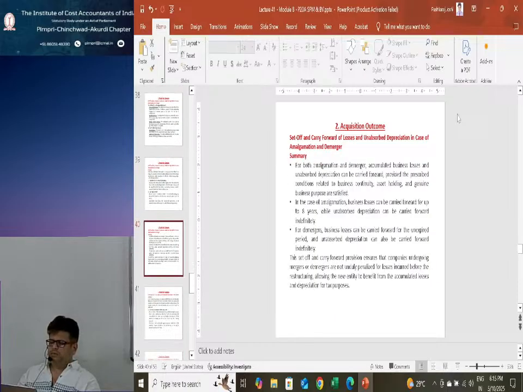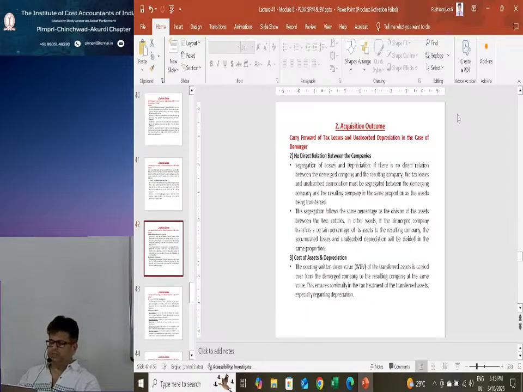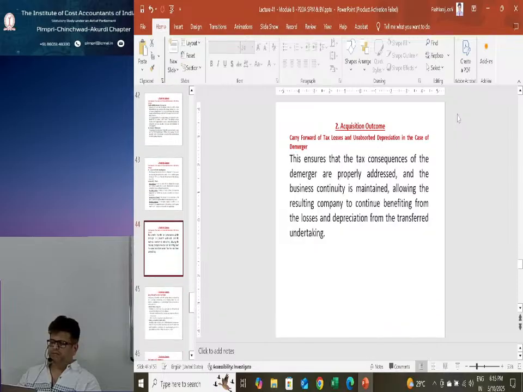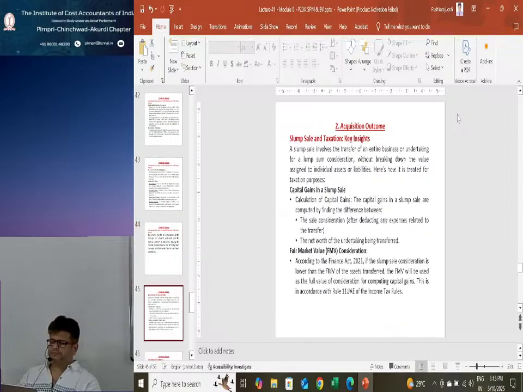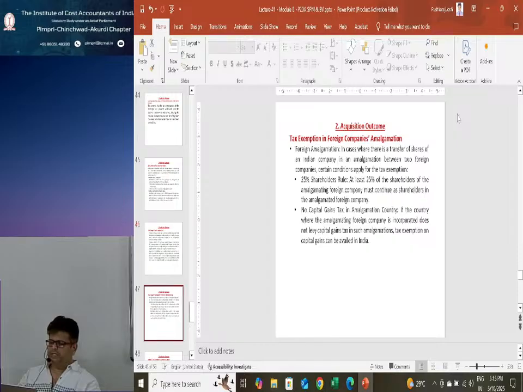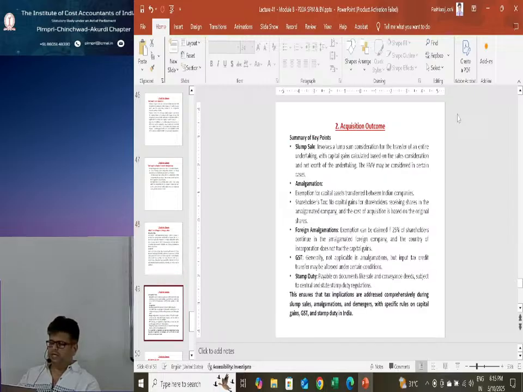Then we saw the carry forward of tax losses and unabsorbed depreciation in case of demerger. Then we saw slump sale and the taxation insights, the tax exemption in amalgamation, the tax exemption in foreign companies amalgamation, then indirect taxes in mergers and acquisitions, and how the applicability is stamp duty wise also.